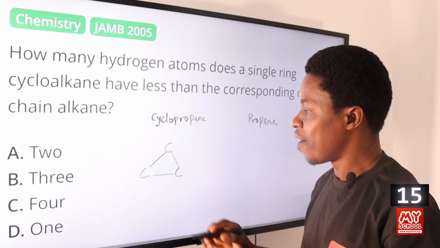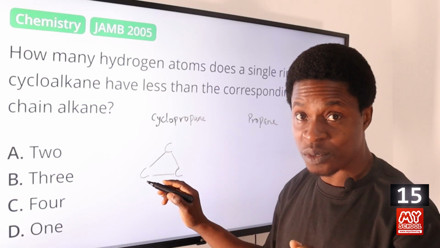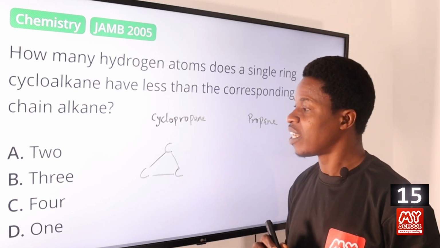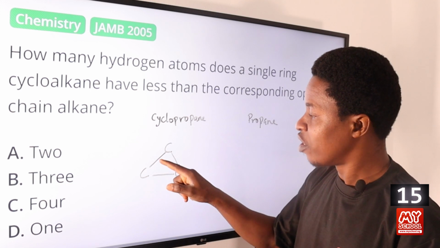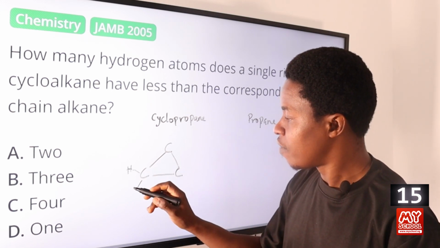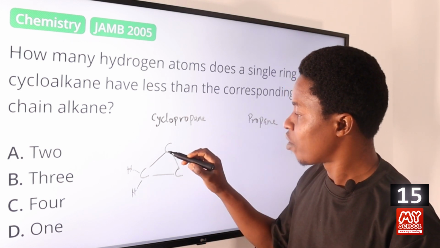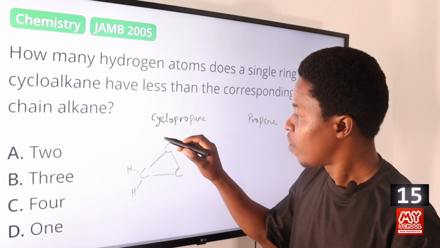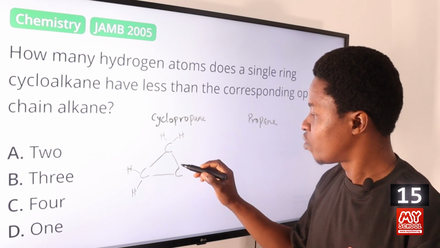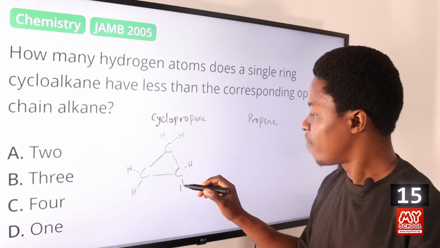So let's draw now. We have carbon here. Don't forget the rule: carbon cannot take more than 4 bonds, usually 4 bonds. So for this carbon atom, we have 1, 2, 3, and 4. For this carbon atom, we have 1, 2, 3, and 4. For this carbon atom, 1, 2, 3, and 4.